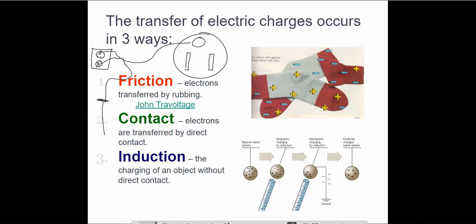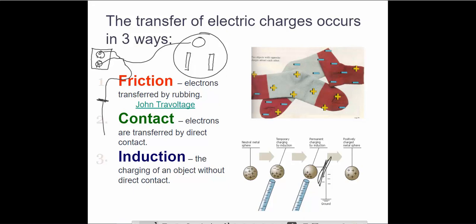And if I was to leave this ground connected and take the rod away, well, then all the electrons would come back and it would be neutral again. But if I bring this rod near it, connect it to ground, disconnect the ground first, then take the rod away, what ends up happening is that the electrons run away in the ground while the rod's there. Then you take away the ground, so when you take away the rod, the electrons can't come back. So now your object is charged.